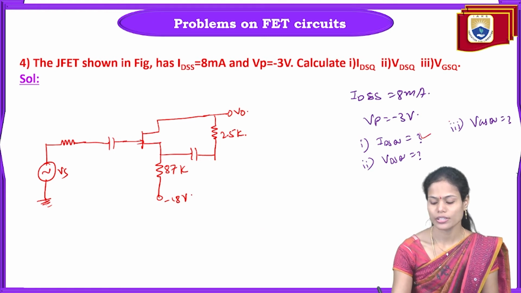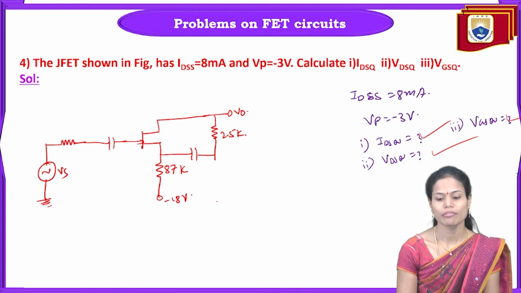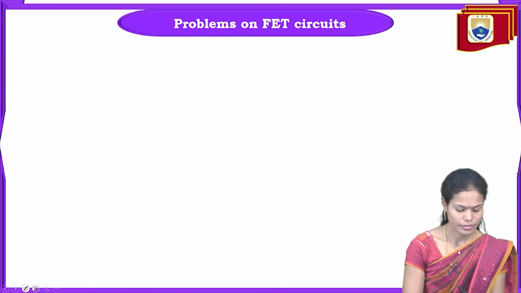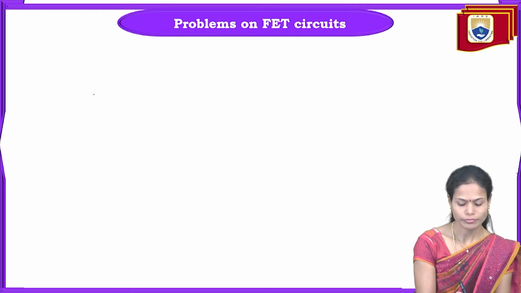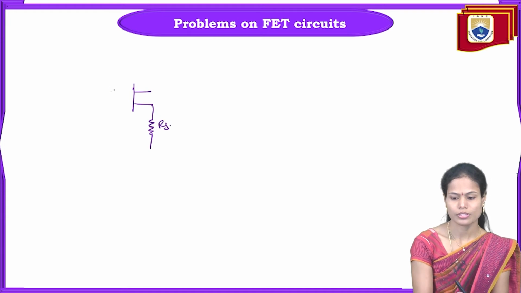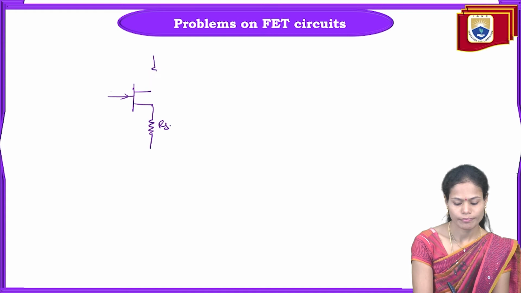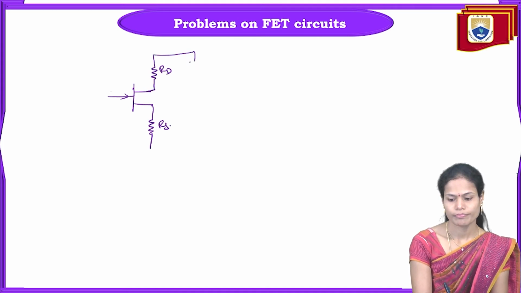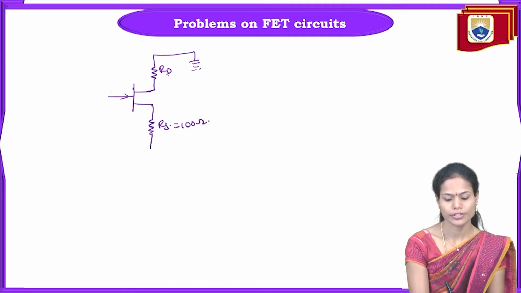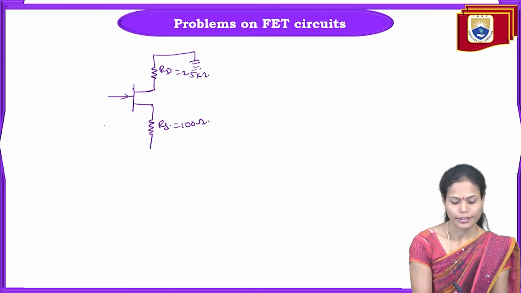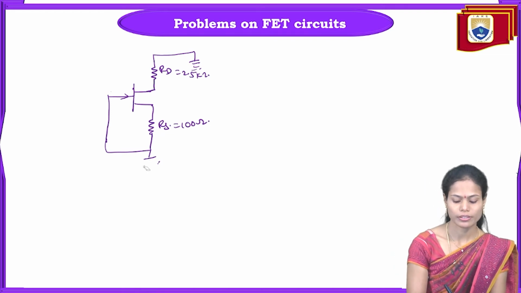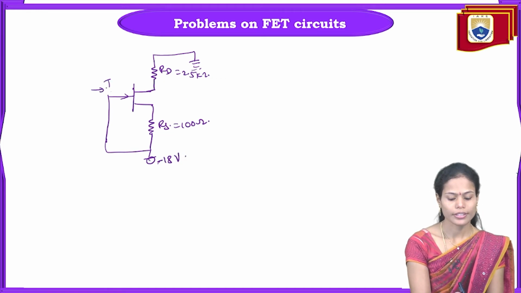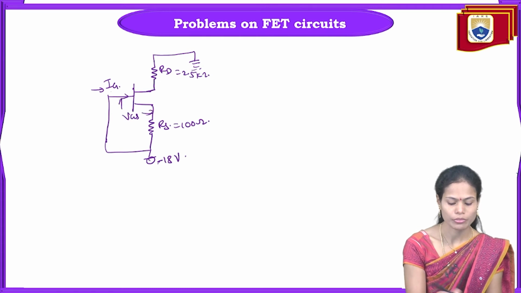To find these quiescent values, we have to take the simplified form of this given circuit. In that simplified form, we will remove the input and output capacitors. This resistance Rs, and here we also have the drain resistance Rd. Here it is 100 ohms, here it is 2.5 kilo ohms. We are providing the supply of minus 18 volts here, the gate current Ig is flowing here, and we have VGS voltage here.